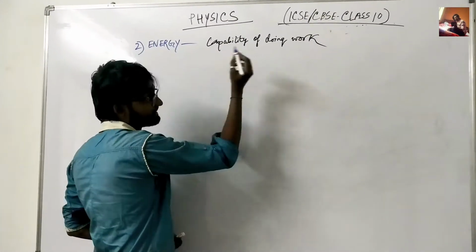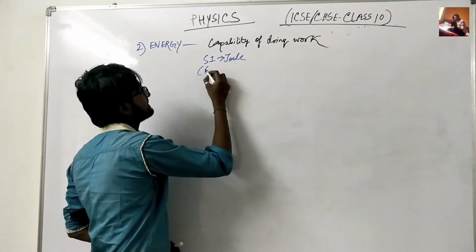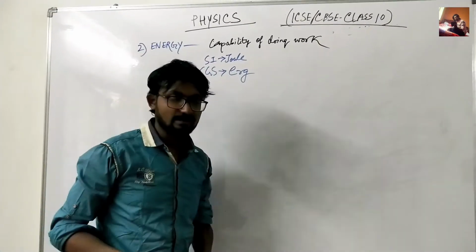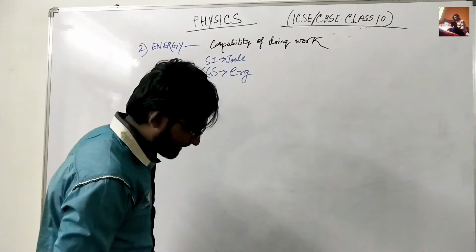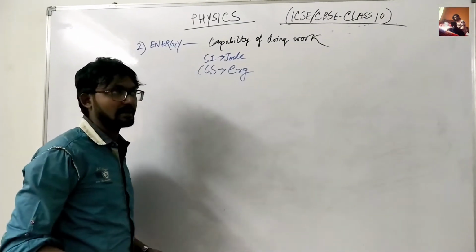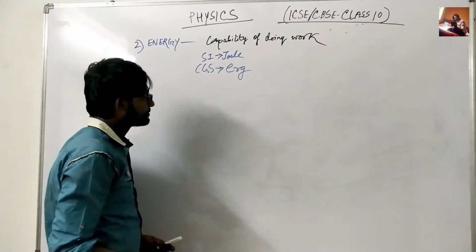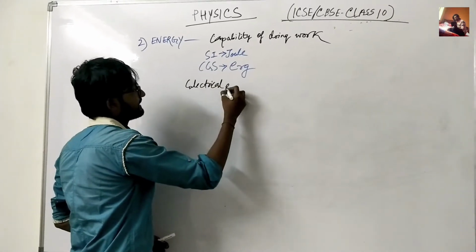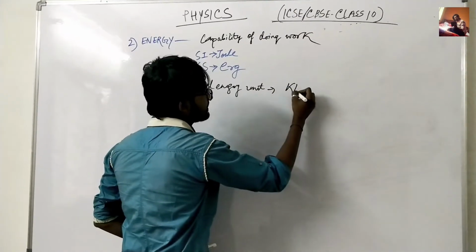Before going into the types of energy, I will go with the unit. The unit is the same as work. The SI unit is joule, and the CGS unit is erg. So the work unit and energy unit are both the same. One more unit you need to know, because it will come in examination, and I will discuss the mathematical problems as well: the electrical energy unit.